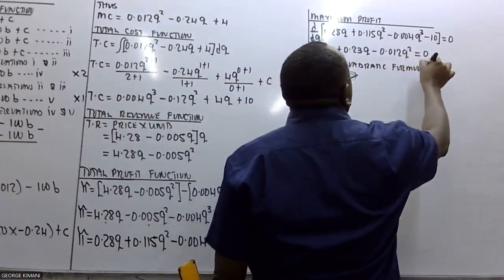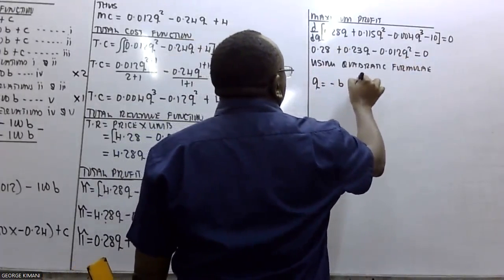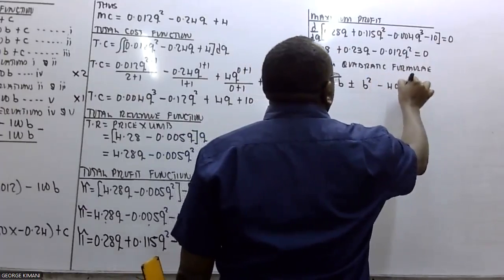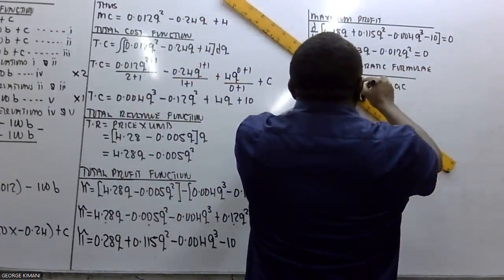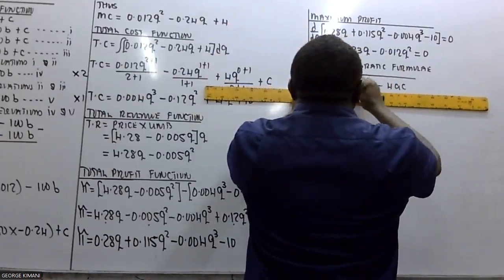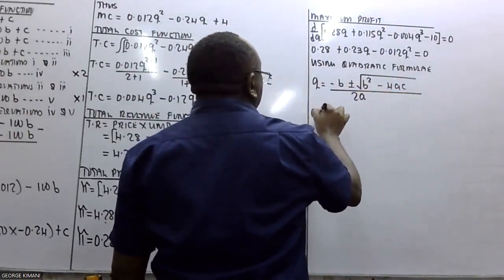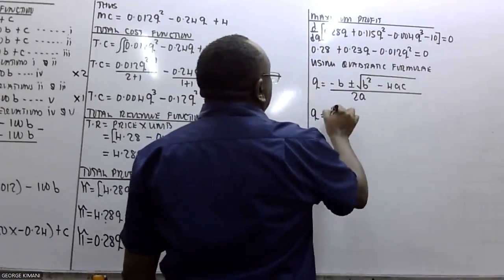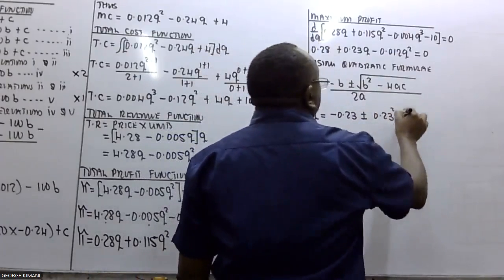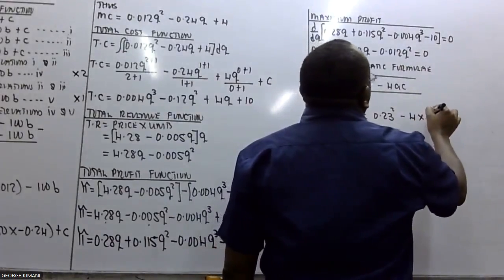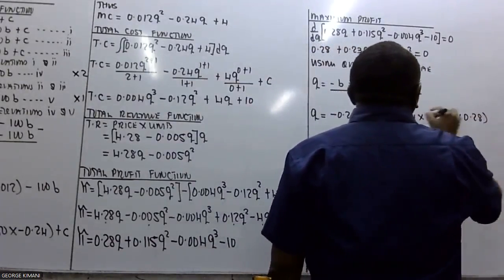Using the quadratic formula, which is normally given as Q is equal to minus B plus or minus the square root of B squared minus 4AC, you divide by 2A. So B is minus 0.23 plus or minus 0.23 square minus 4 times A. A is minus 0.012 and C is 0.28.